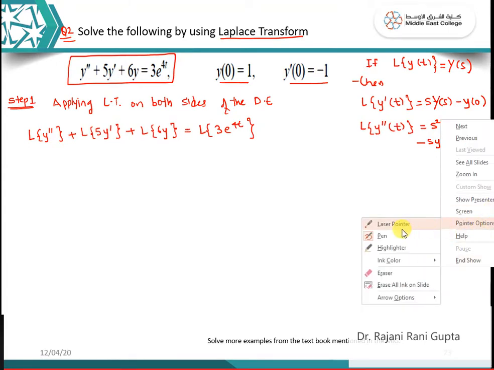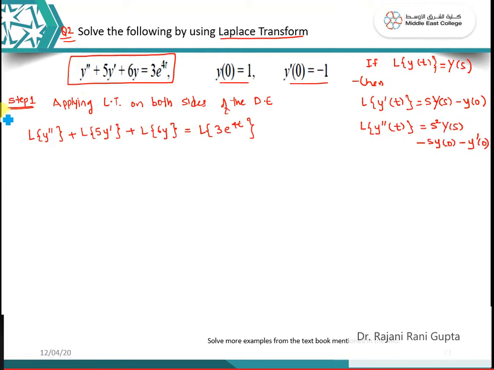So when we start solving, we have to solve it for four different terms: first term, second term, third term and fourth term. So let's begin with the first term. It is Laplace of y double dash, which means this formula.